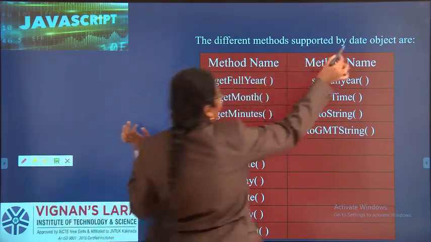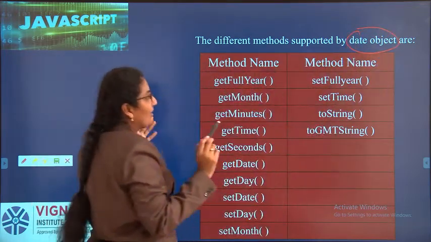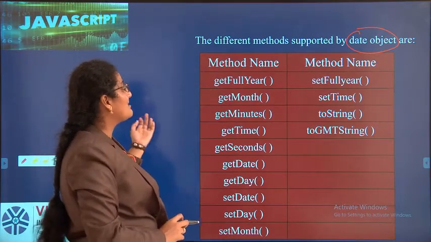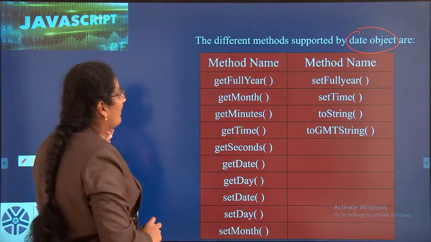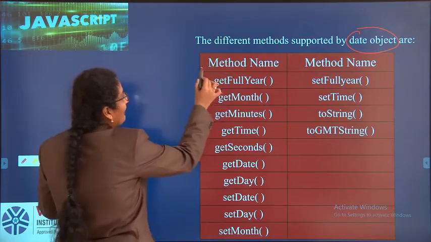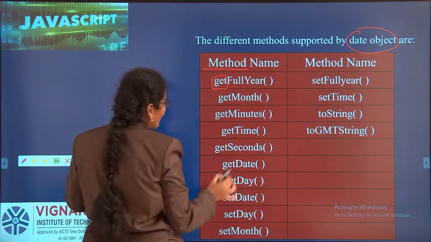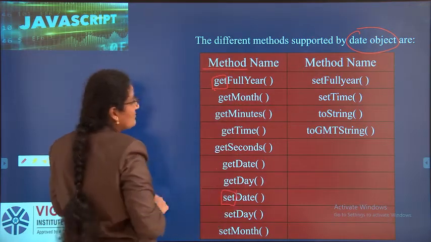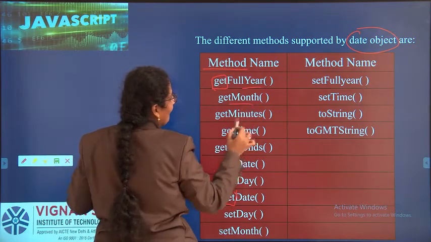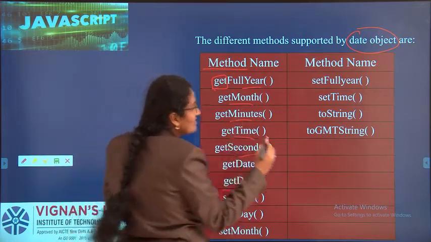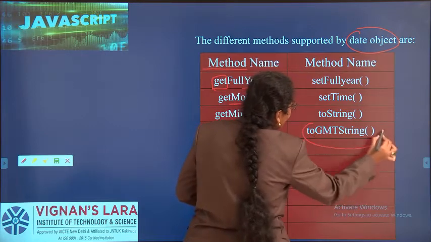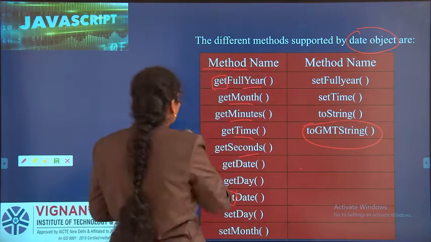We are discussing about date object. Date object is also part of built-in objects. Built-in objects are also called predefined objects. Now, in this date object, we have methods like get and set. In this also we can get year, month, minutes, time, second, everything. See here, toGMTString. This is also a method.